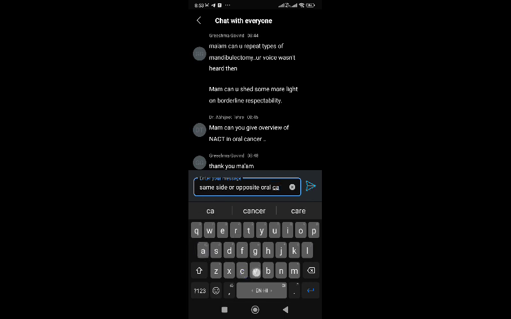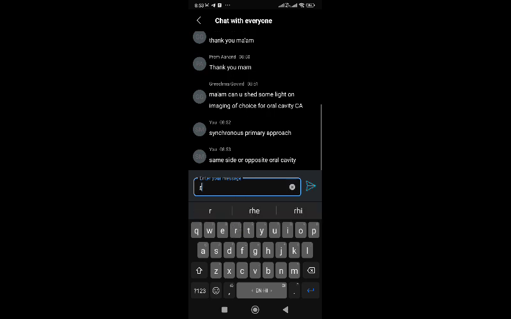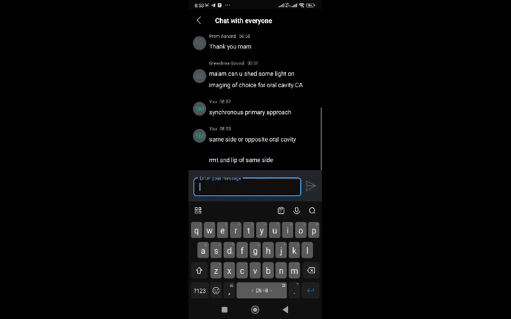Next question is imaging of choice for oral cavity cancers. If you look at imaging for oral cavity cancers, the most common imaging used is a CT scan. For tongue cancers, we generally use MRIs. But most patients will require a CT scan of the head and neck. In locally advanced cancers, we also add the thorax. MRIs are generally done for patients who have tongue cancers because soft tissue delineation is much better with an MRI.